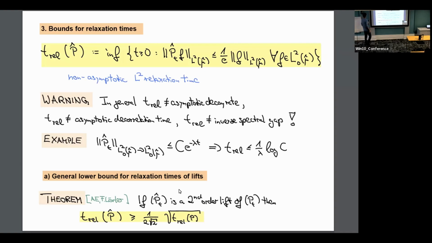Okay, so we use the following definition of relaxation time, which we call the non-asymptotic L2 relaxation time. We just look at the first time where the L2 norm of P_t hat of f has decreased by a factor 1 over e for every function f that is orthogonal to the constant functions. Now, of course, the 1 over e you can also replace by some other number. Okay, so you see this is non-asymptotic because after this time you really see this significant decrease in the distance to your stationary distribution. And if you think of Markov chain Monte Carlo, that's really what you like to have, that after a fixed time, you really have this decrease and not just asymptotically as time goes to infinity.